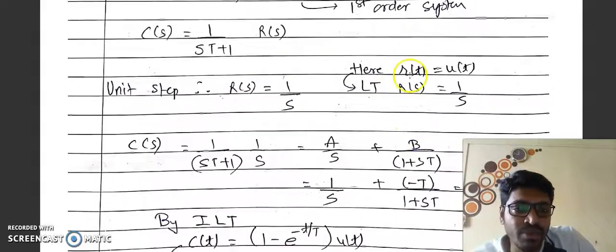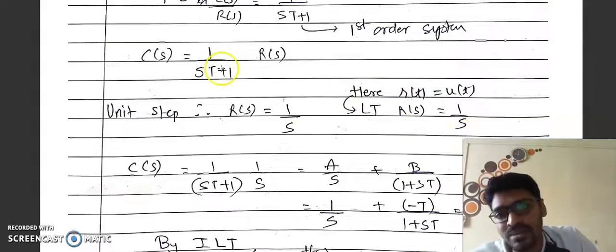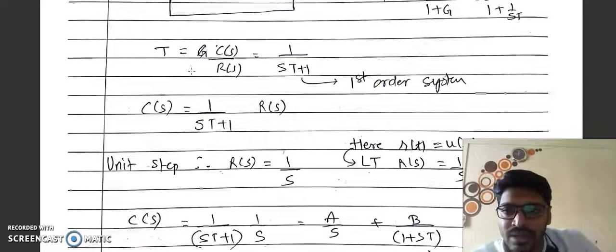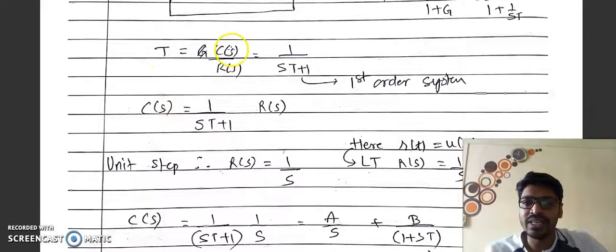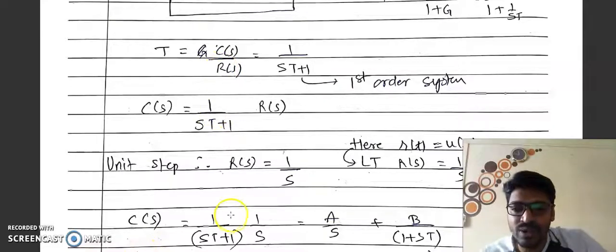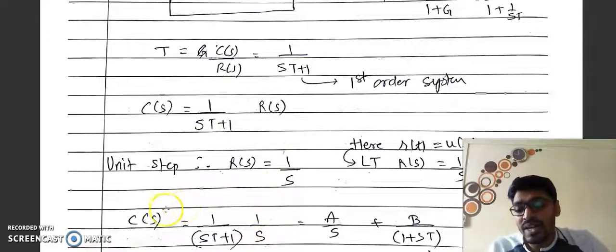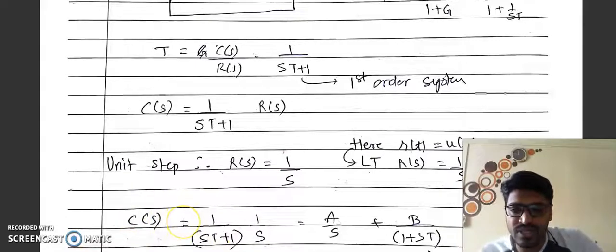Now if the input r of t is u of t, then R of s will be 1 by s, obviously. So we know the procedure. How to find the response of the system? The transfer function is defined as C by R, then you just keep R on the right hand side, and C of s is equal to 1 upon sT plus 1 times R of s. We know the Laplace transform of R of s. So I am replacing the value of R of s as 1 by s, because the input is unit step in this equation. So it will become C of s equals 1 upon sT plus 1, and instead of R of s I will write 1 by s. Now we need to find the inverse Laplace transform of this C of s.